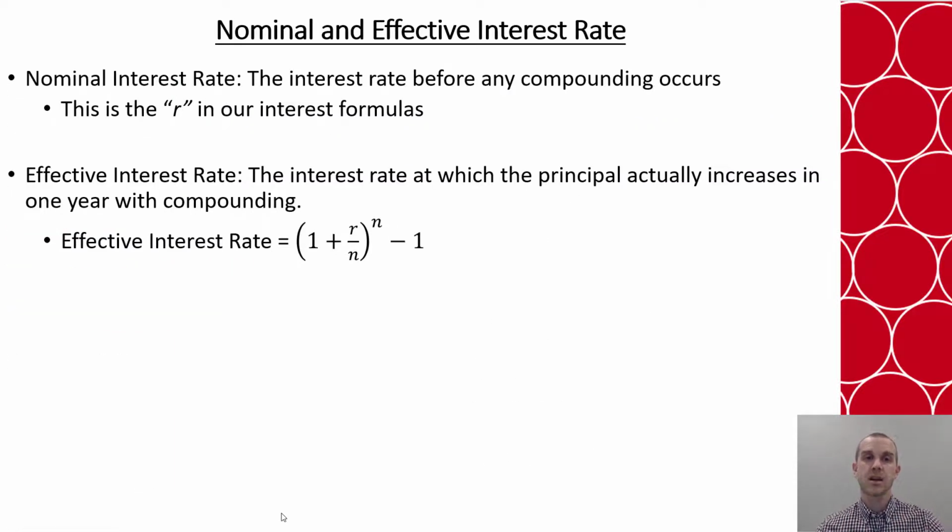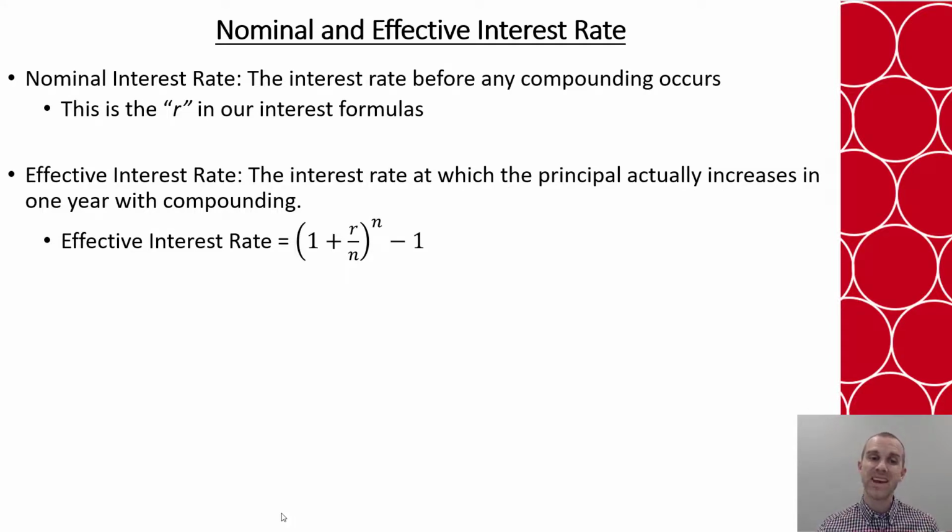Now, you heard me say a couple times the word nominal interest rate, and that's because really in a compound situation, we have both a nominal interest rate and an effective interest rate. The nominal interest rate is the interest rate that we have before any of that compounding occurs. That's that R value. Whereas the effective interest rate is the interest rate at which the principal actually increases in a single year with that compounding effect.